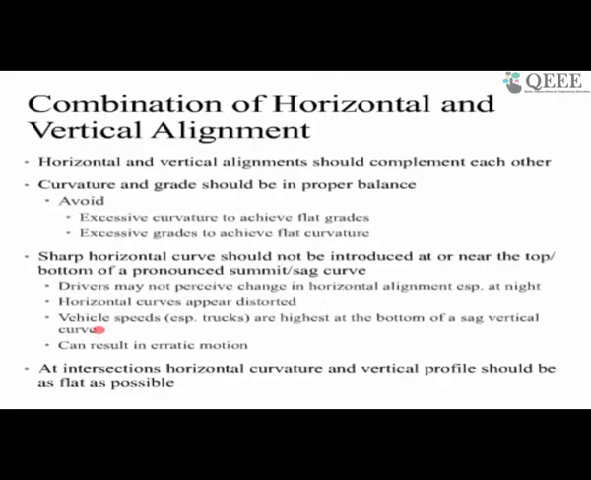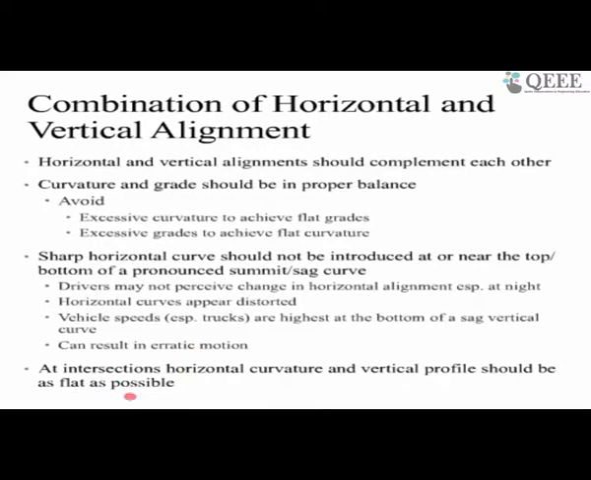And also we have to understand that at the sag vertical curve, or the summit valley curve, the speed of the vehicle is quite high, and all of a sudden, when they are at high speed, they see a horizontal curve. That speed may be quite a bit higher than what is suitable for that horizontal curve. So that will again pose a problem or safety concern for that curve. This will actually result in erratic motion and can lead to an accident.